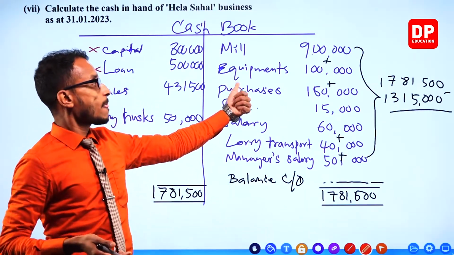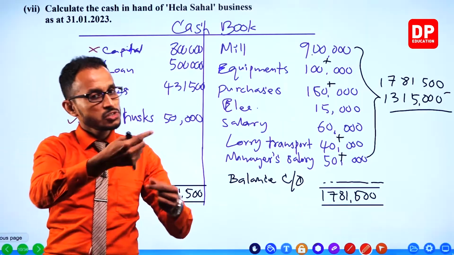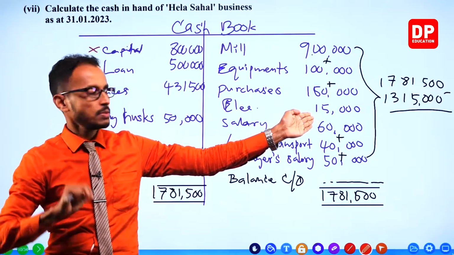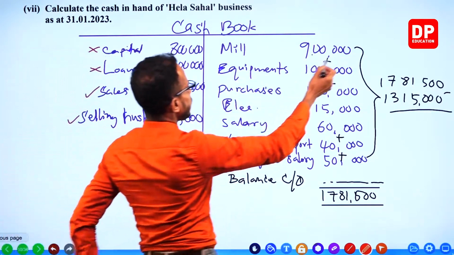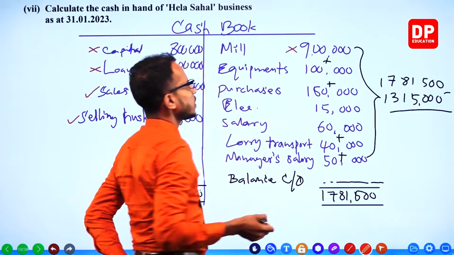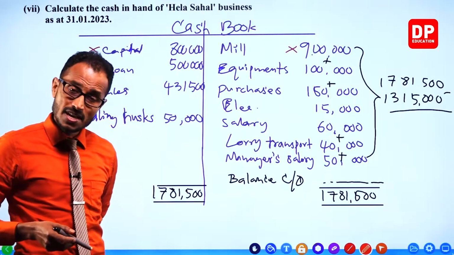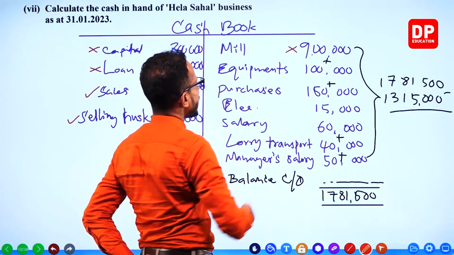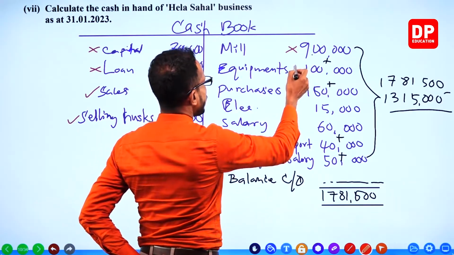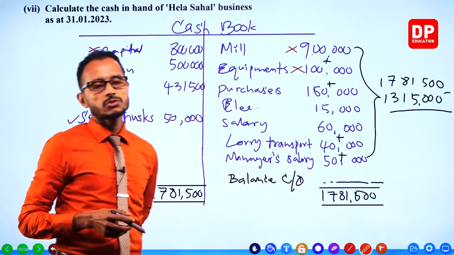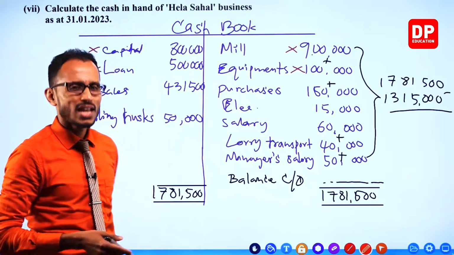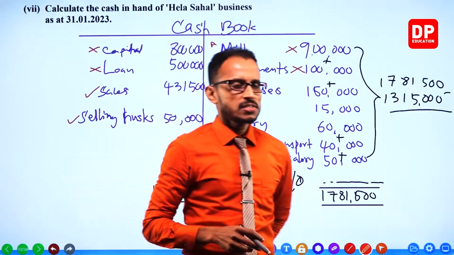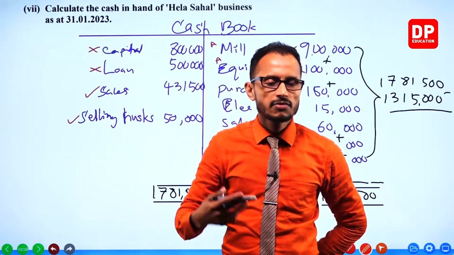Now let's take the expenses. Not all cash payments can be taken as expenses. Let's see. Mill, the buying of the mill by spending 900,000. Is that an operating expense? No, it's not an expense. Equipment, buying equipment by spending another 100,000. Is that an expense? No, these are all assets. They're not operating expenses.